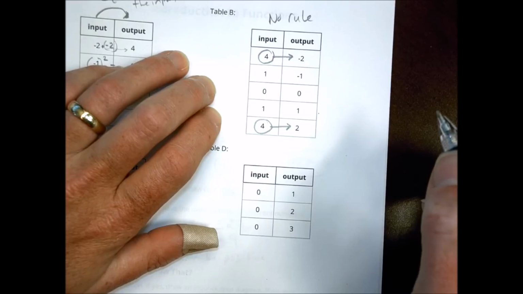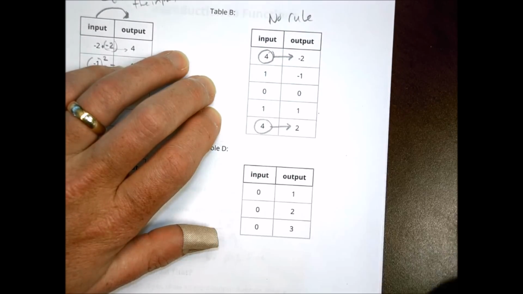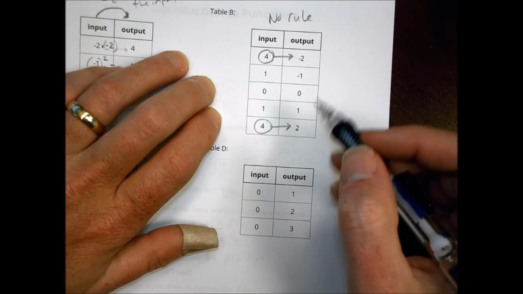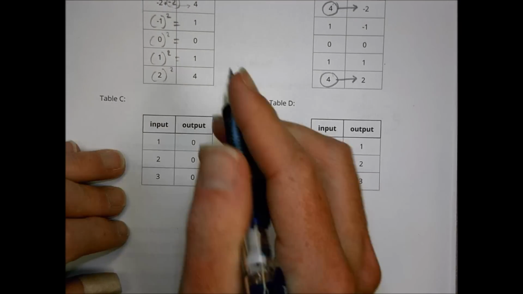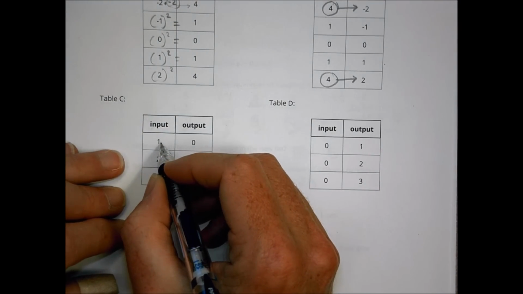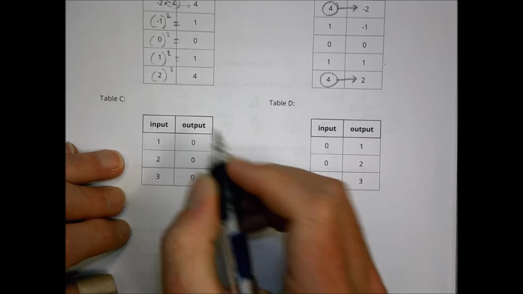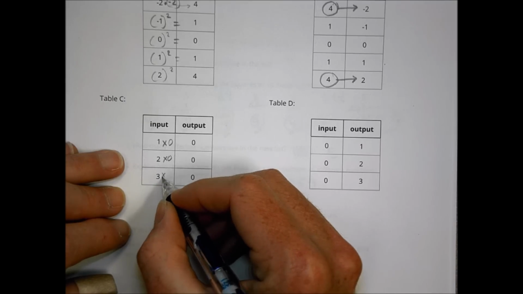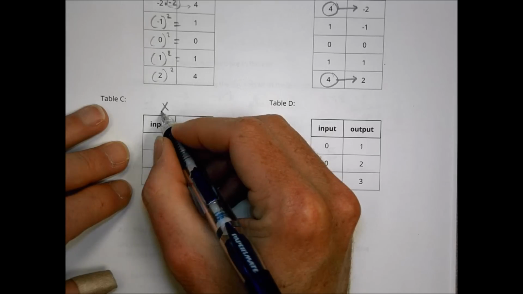If I put a 4 in the machine the first time and out comes -2, then I put a 4 in later and out comes a +2, the rule is not working properly. So there's no rule there. This would not be a function. Let's look at C. The input is I put 1 in and I get out 0. Put 2 in, I get out 0. 3, I get 0. Well, it looks to me like if I multiply by 0 every time, I end up with an output of 0. So my rule could be multiply by 0.